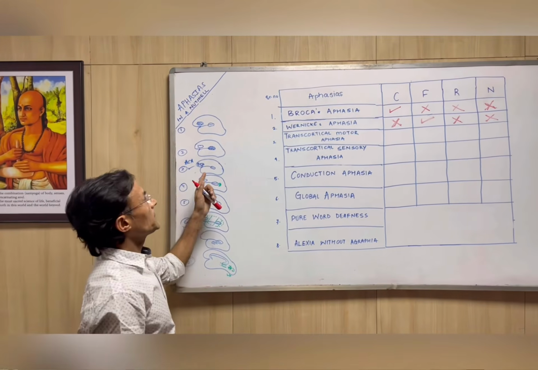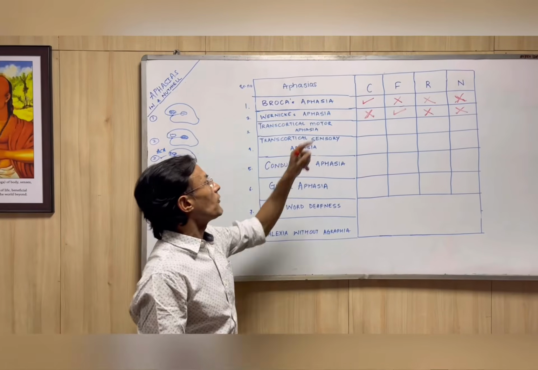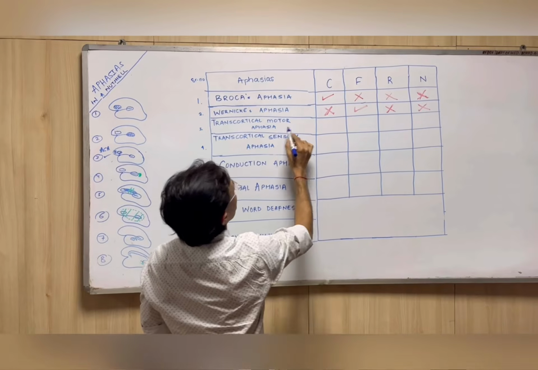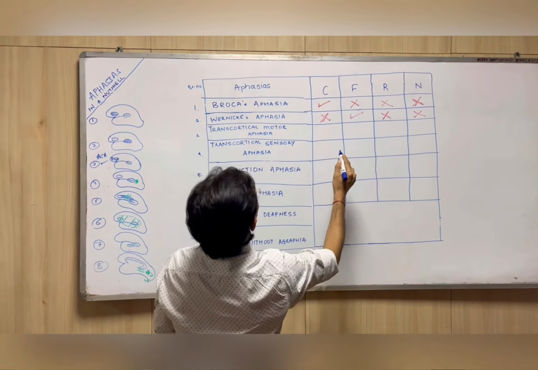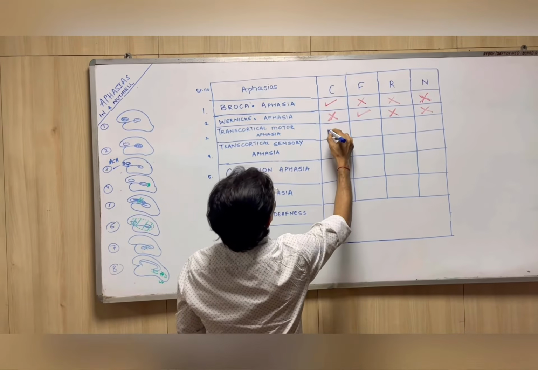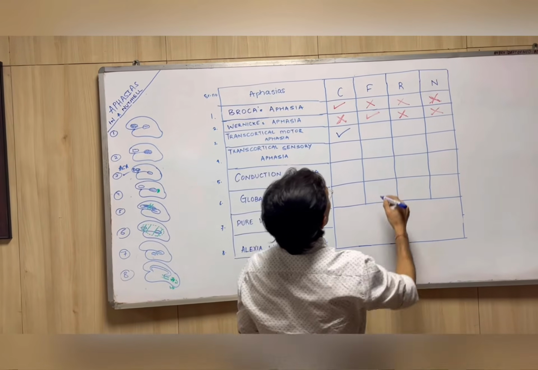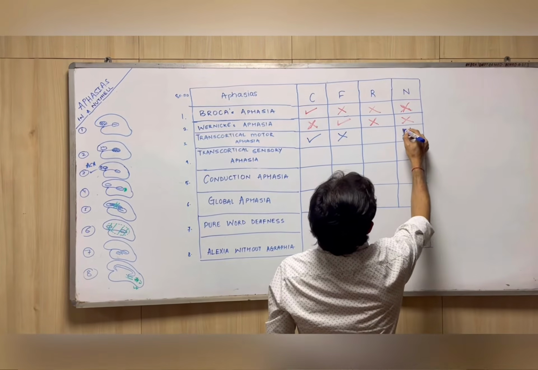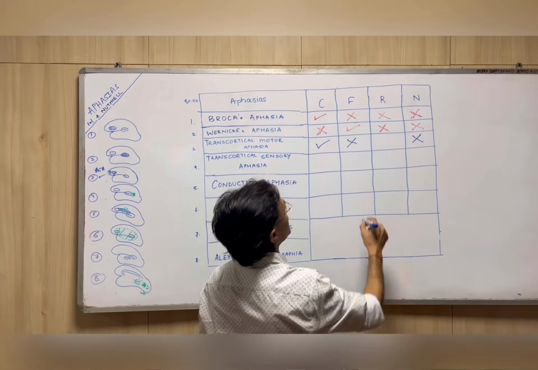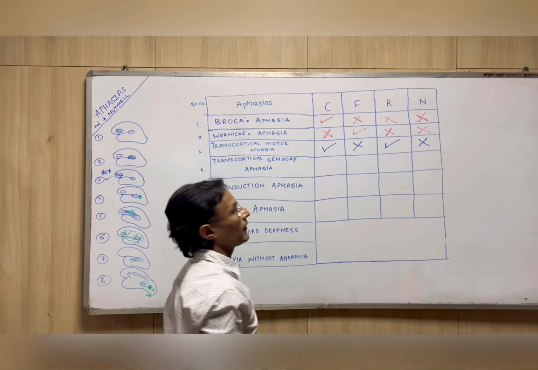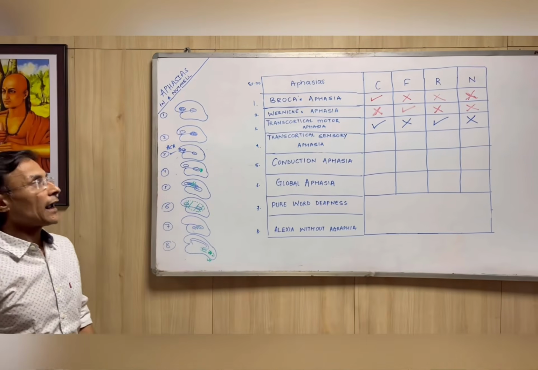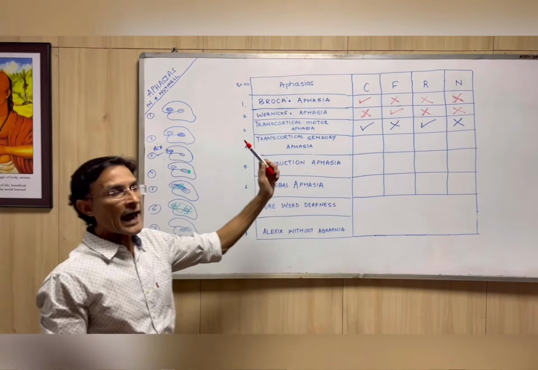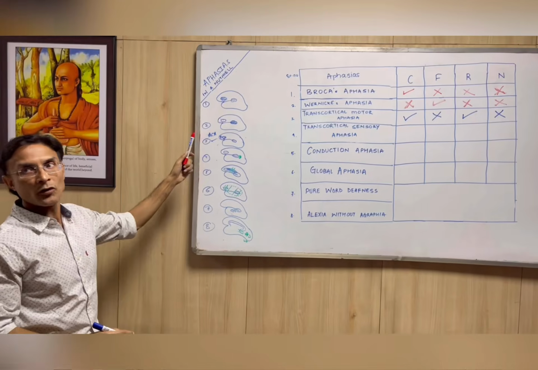The characteristic feature of transcortical motor aphasia is that everything is exactly like Broca's aphasia. That is, the comprehension is intact, the fluency is lost, the naming is lost, but the patient is able to repeat if you give a word. So everything is exactly like Broca's aphasia except repetition is intact. It is transcortical motor aphasia.